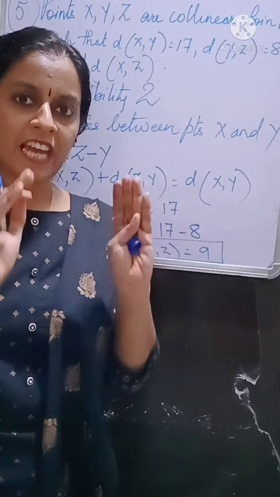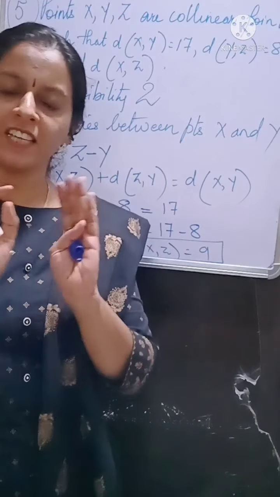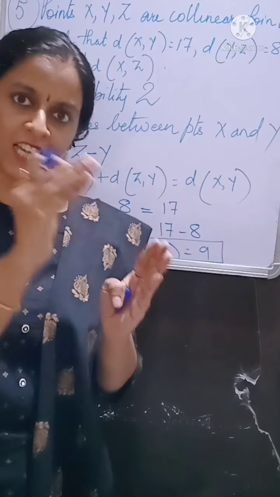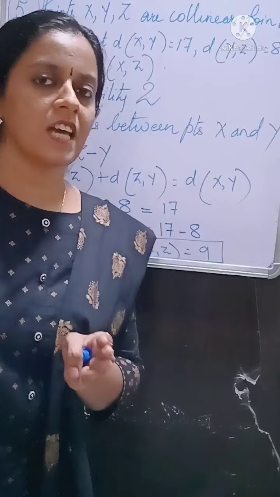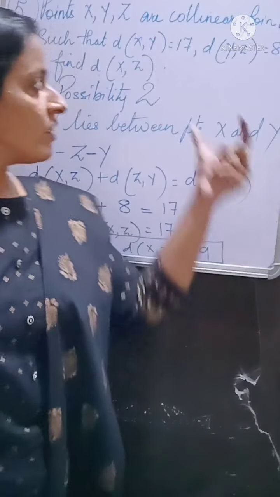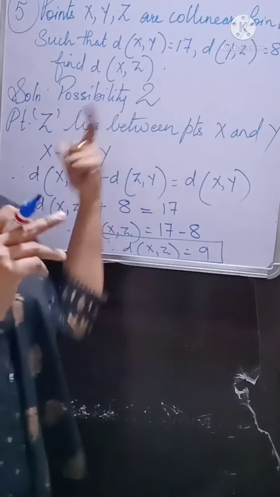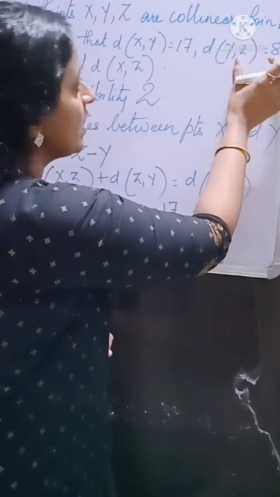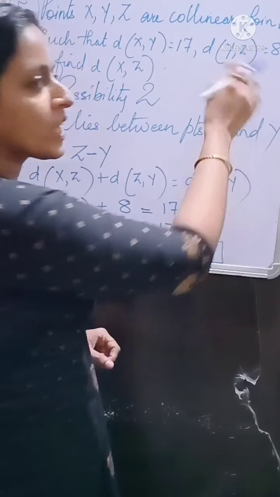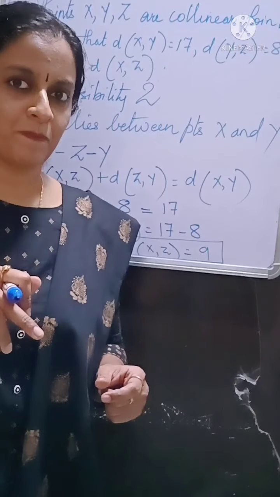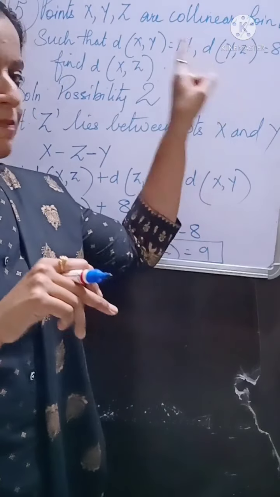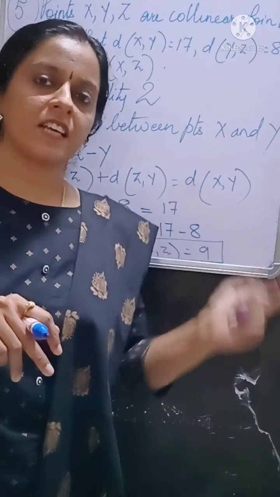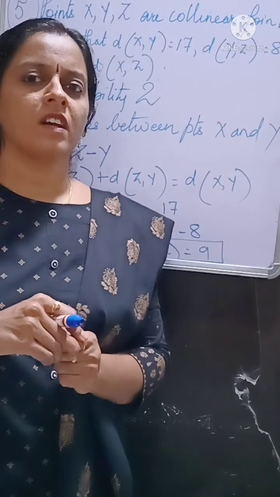Understood, children? When X-Y-Z is given, then it is easy. You just have to add first and second, second and third, which will be equal to the first and third point distance. When nothing is given, when the betweenness property is not mentioned, you will take the smaller number and consider both the points as possibilities. Y is between, and then in the second possibility Z is between X and Y.